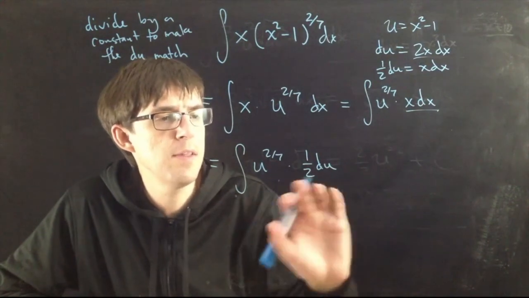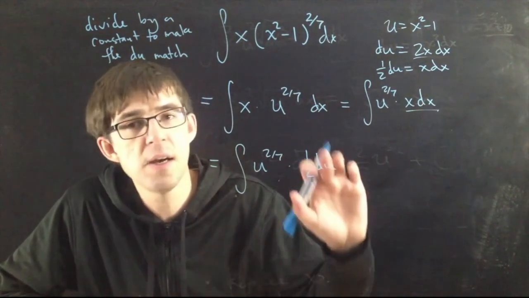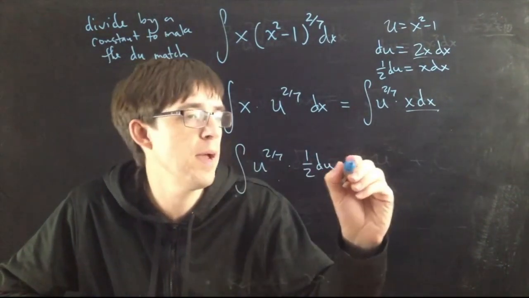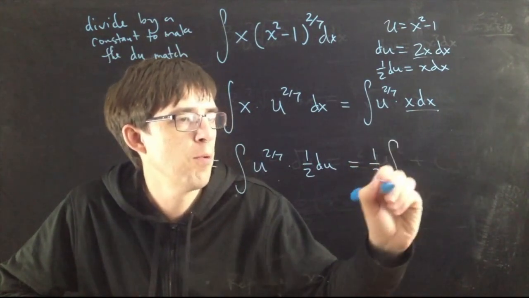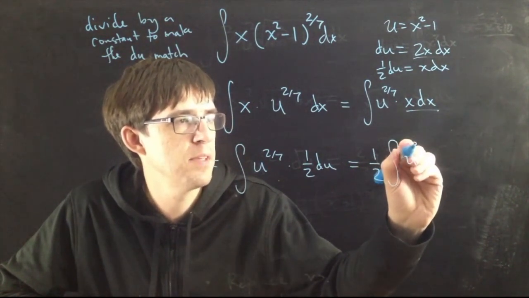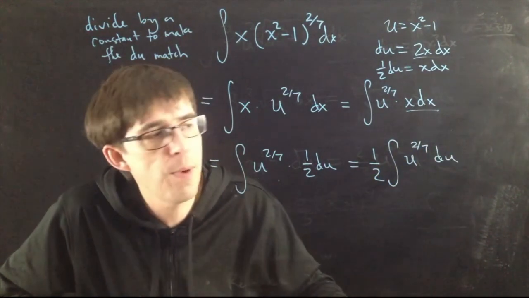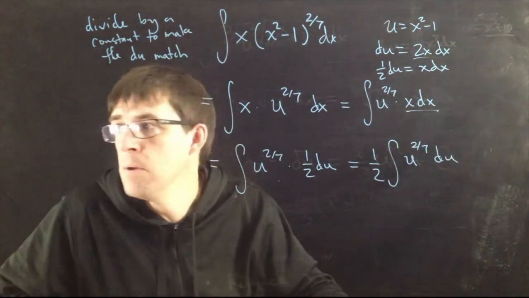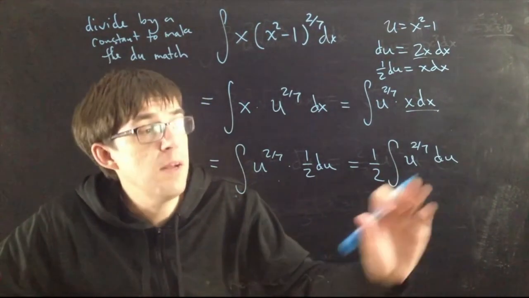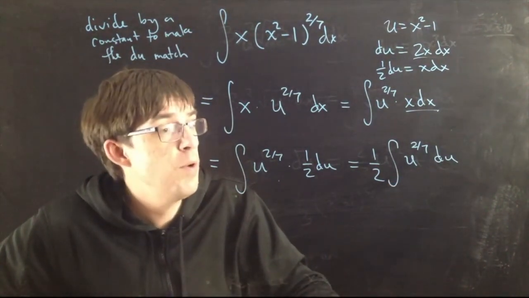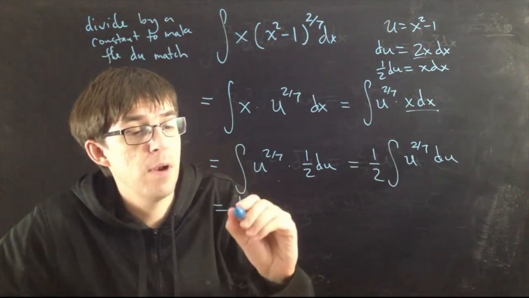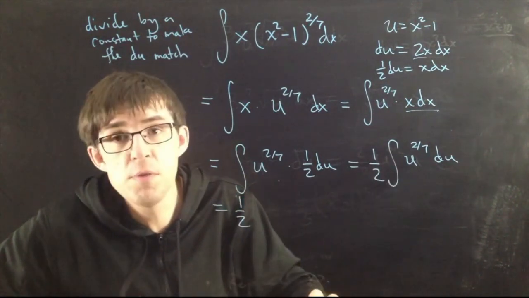Before doing anything else, I'm going to take this as a constant multiple. It can be pulled all the way out of the integral. Remember that rule? We're going to be using that rule a lot in this section, actually. A constant multiple can be pulled all the way out of the integral. So all we're left with is the integral of u to the 2/7. I'm going to leave the 1/2 out front. All right, what is the antiderivative of u to the 2/7?